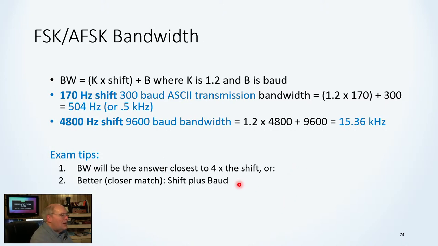There's a better way to do it that will actually get you closer to the right answer, and that's to add the shift and the baud. That way you won't have to remember what to multiply times 4 and get it wrong. So my recommendation is to use shift plus baud. So in this case, 170 plus 300 adds up to 680. No, it doesn't.